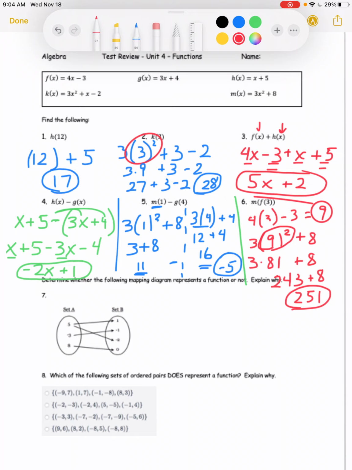Okay, we can do these. Just keep working on them. Okay, practice them a little bit more. All right, so moving on.